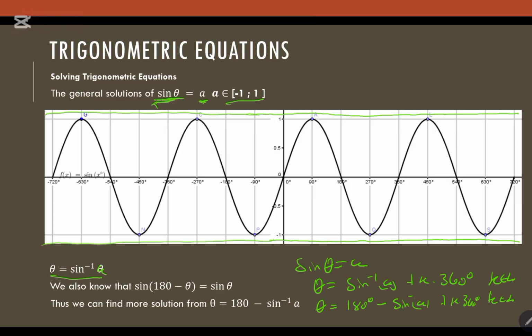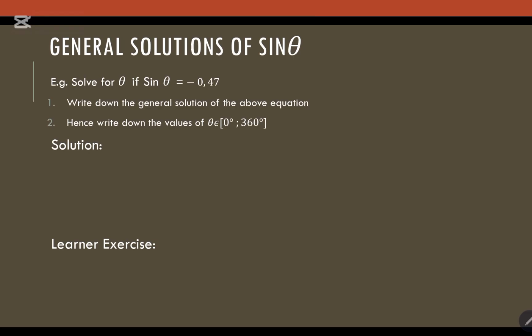If it is sine, it is positive in the second quadrant, hence we say 180 minus. If it's cosine, it is positive in the first quadrant and in the fourth quadrant. And one other way of dealing with this, you can just find the reference angle for the cosine, and therefore you use the reflection. So let's go and look at that. Here we have the general solution of sine theta. So you simply write sine theta equals negative 0.47.